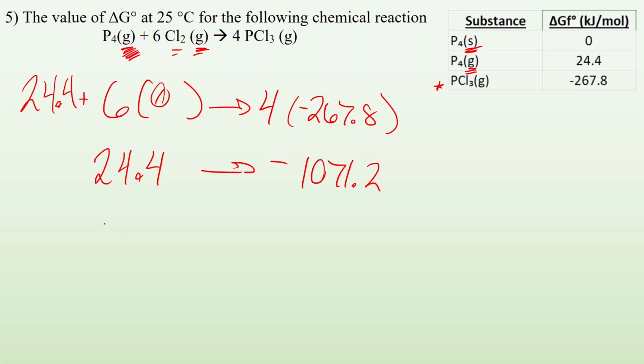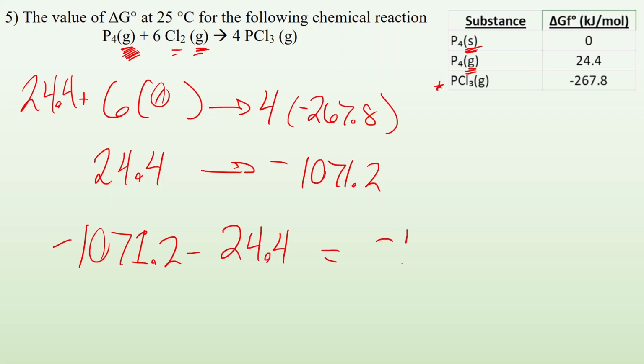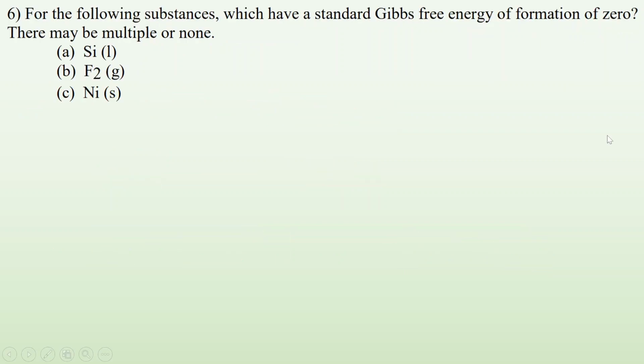Start from positive and end at negative. So let me do the math. Products minus the reactants. And I end up with a number of negative 1095.6. And then the units are going to be kilojoules per mole. Yeah, that's number 5.